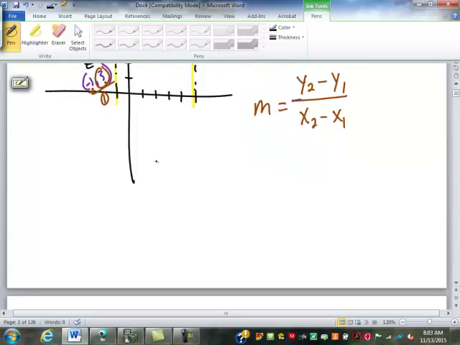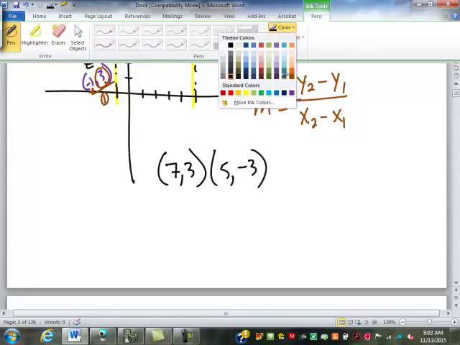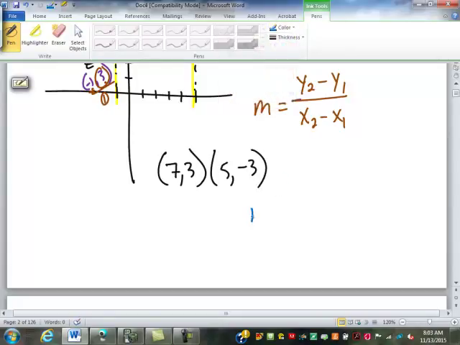So if I give you that a line goes through the points 7, 3, and 5, negative 3, the slope is going to be, I'll call this point 1 and point 2. What's y2 going to be? Y2 is the negative 3, y1 is the 3. So y2 minus y1 is negative 3 minus 3.